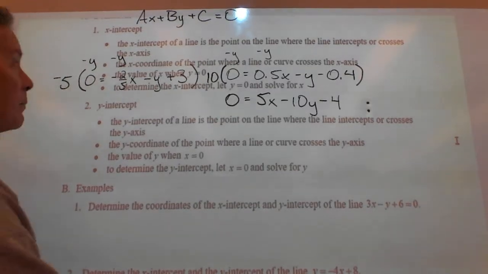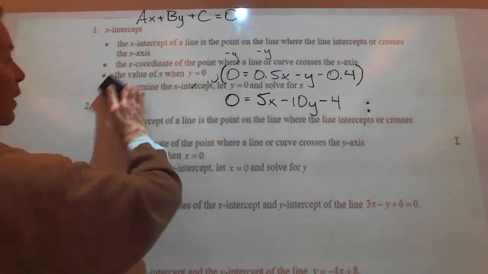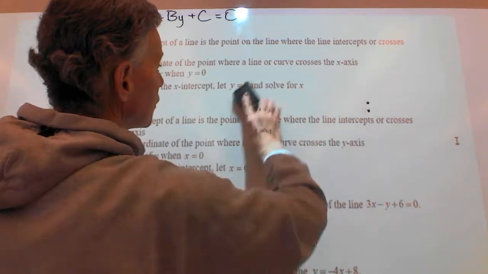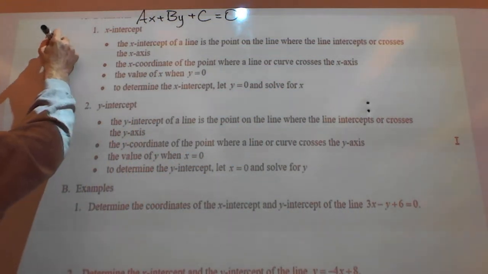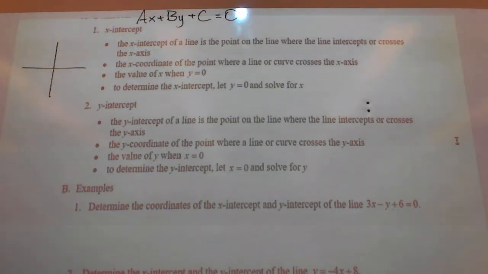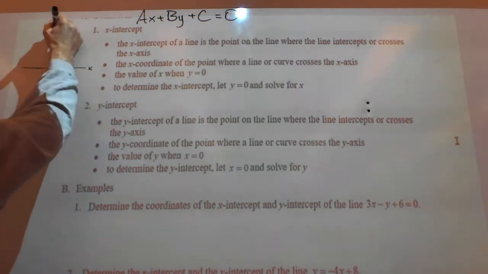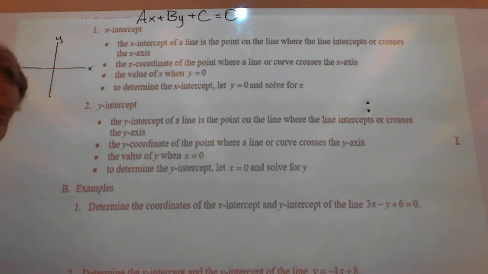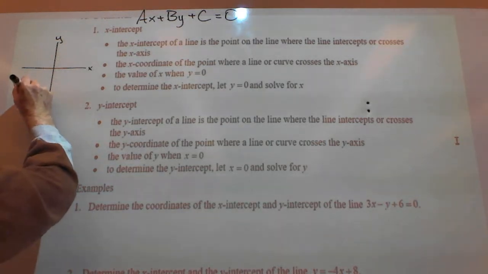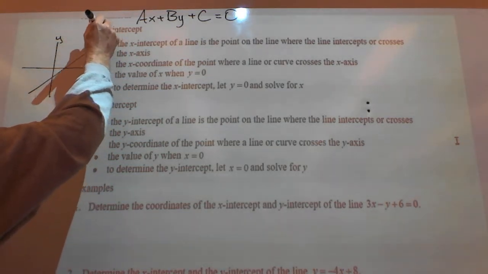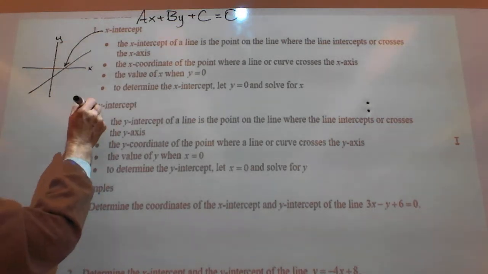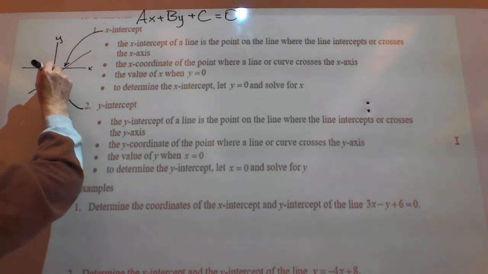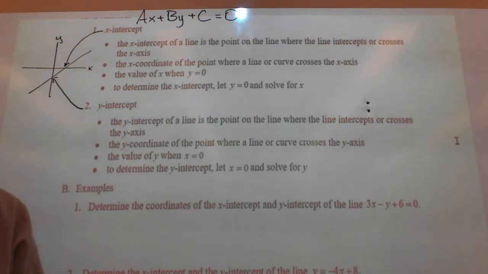X and y intercepts. Now remember, we talked about this in a previous lesson, so I'm going to go through it very quickly. Remember, this is the x, this is the y. The x-intercept is where the line crosses the x-axis. The y-intercept is where the line crosses the y-axis. Okay?